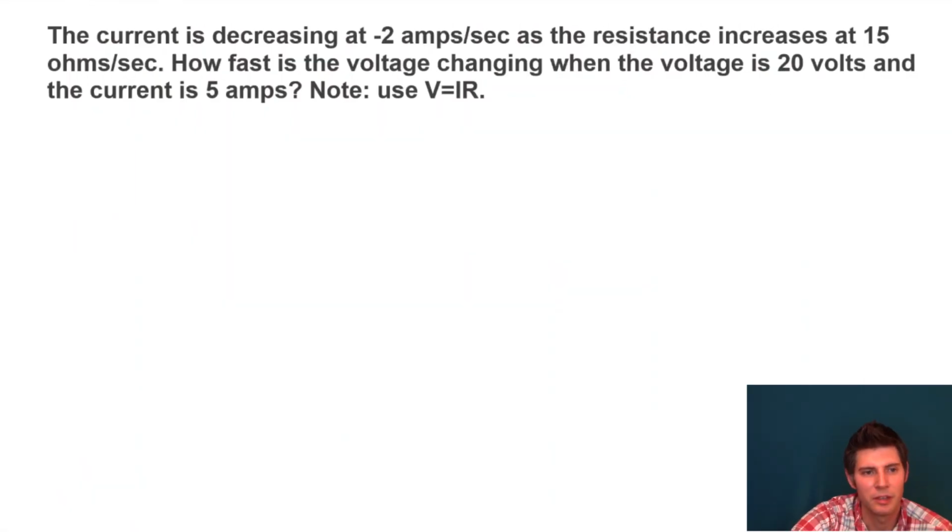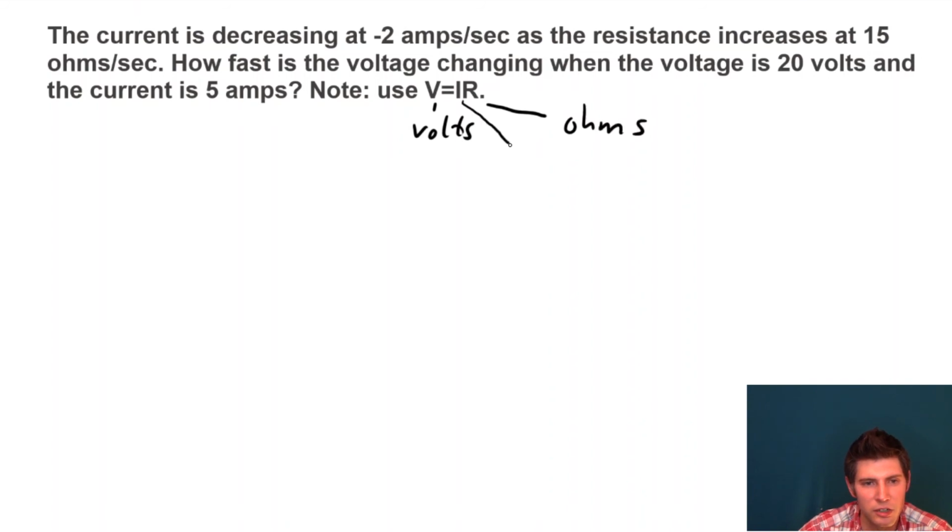Let's do the next. The current, so this is the electricity one. So you might not see this one. The current is decreasing at -2 amps per second as the resistance increases at 15 ohms per second. How fast is the voltage changing when the voltage is 20 volts and the current is 5 amps? They tell us to use V equals IR. V is the volts. R is the resistance, so this is ohms. And the current is measured in amps. So that's just how these break out. So that's our formula, V equals IR.